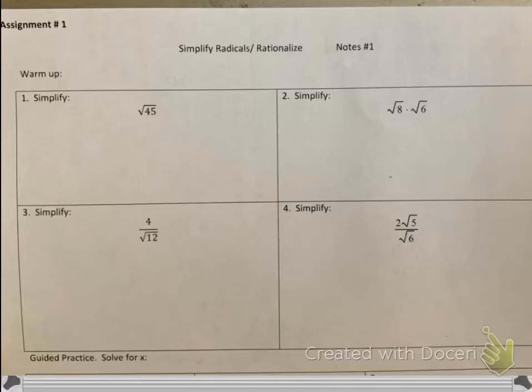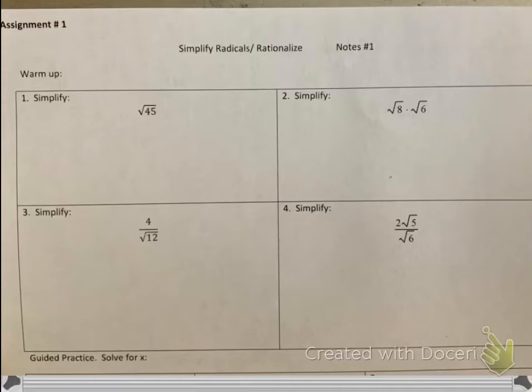So for the warm-up, if you want to stop the video and try them and then check your answers, it's practicing working with radical operations. For number 1, we're asked to simplify the square root of 45. 45 is not a perfect square, so this is not going to be a whole number. It's going to be a decimal that goes on forever because it's an irrational number.